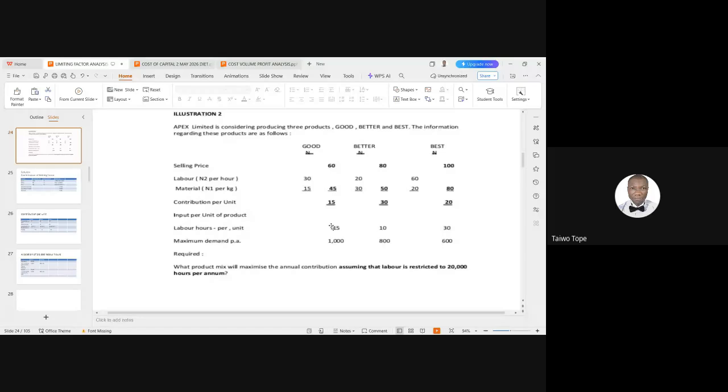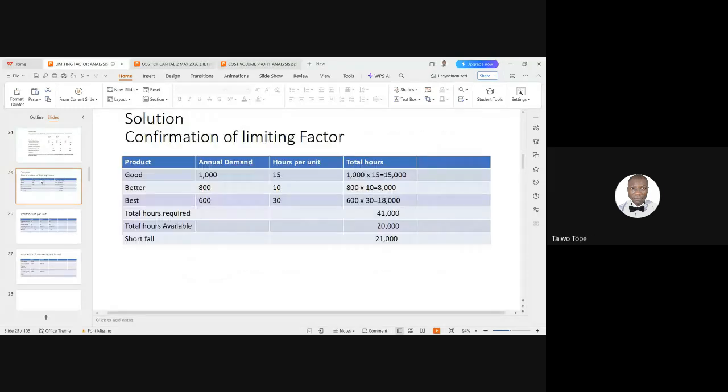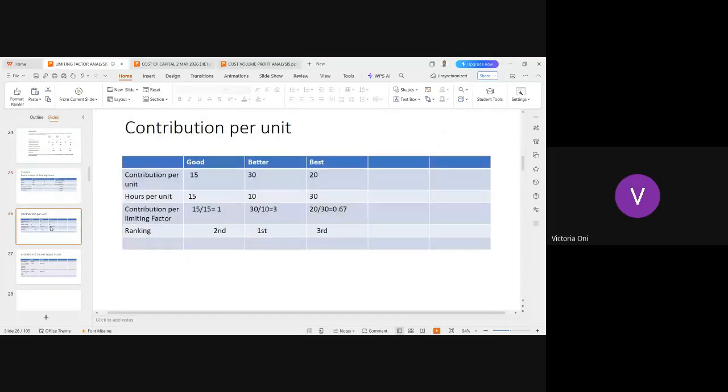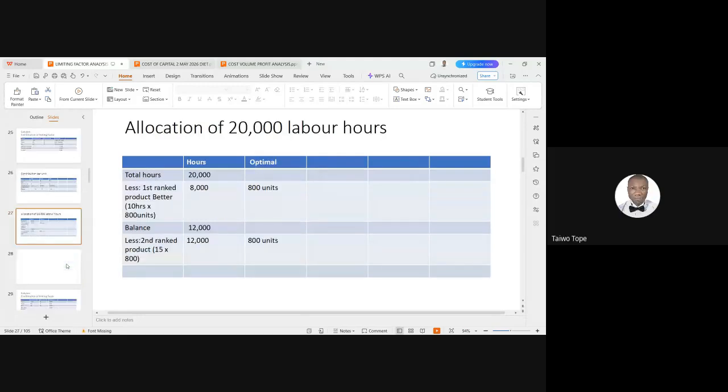So this labor hour per unit is what you need to determine your contribution per limiting factor. See it, man. Your contribution per unit is given to us in the question, and the hours per unit. 15, 10. Then your contribution per limiting factor: this divided by this, you have 1. This divided by this, you have 3. And we round. So let's go back to this current question now.